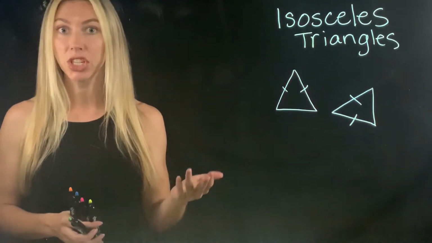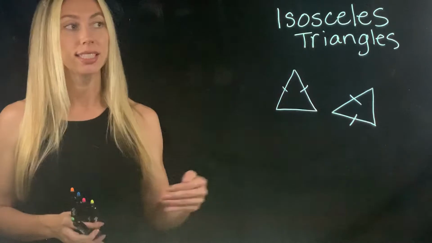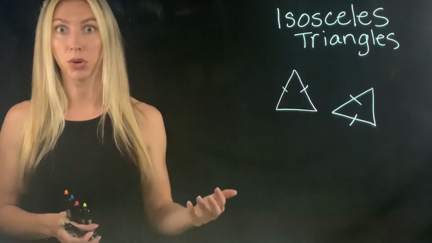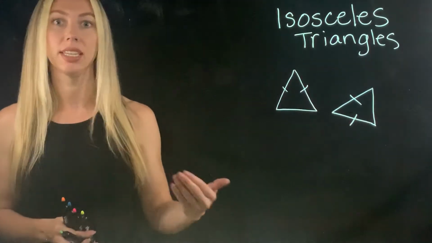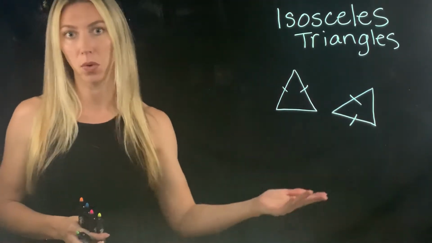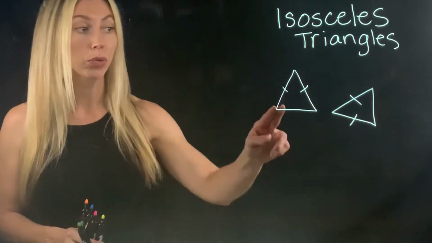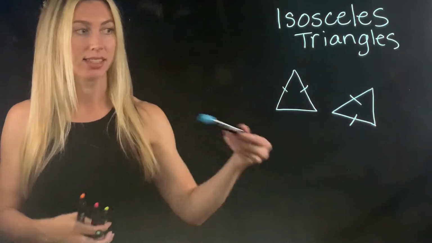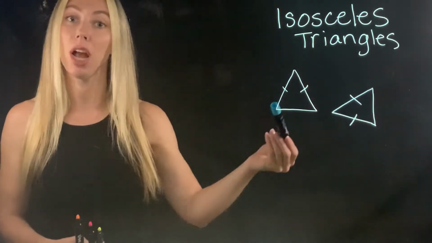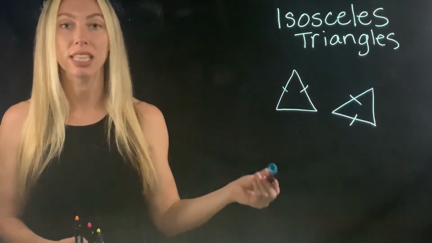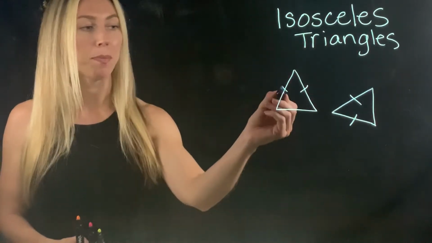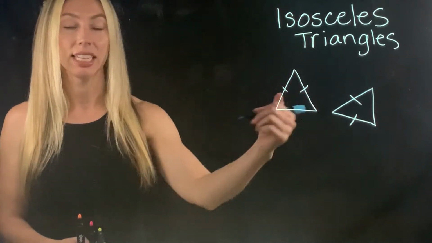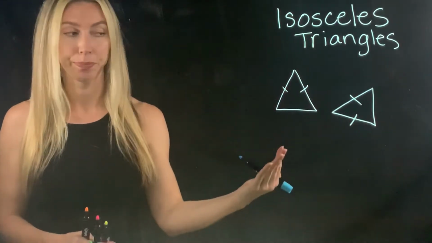So the main definition of an isosceles triangle is a triangle that has at least two sides that are congruent. And congruent means equal in length or in measure. So for these two triangles, you can see this triangle here has two sides that are congruent. In geometry, the way we indicate two sides that are the same length is by putting a little dash called a tick mark on the sides that we mean to indicate are the same.